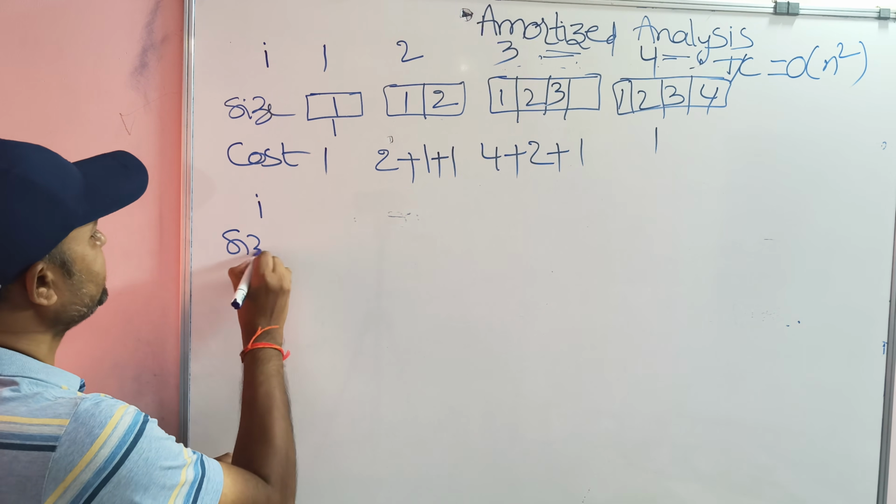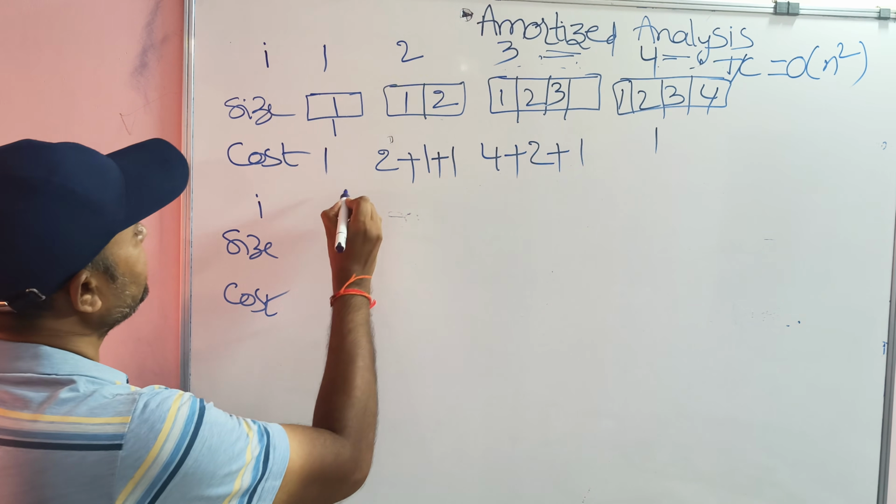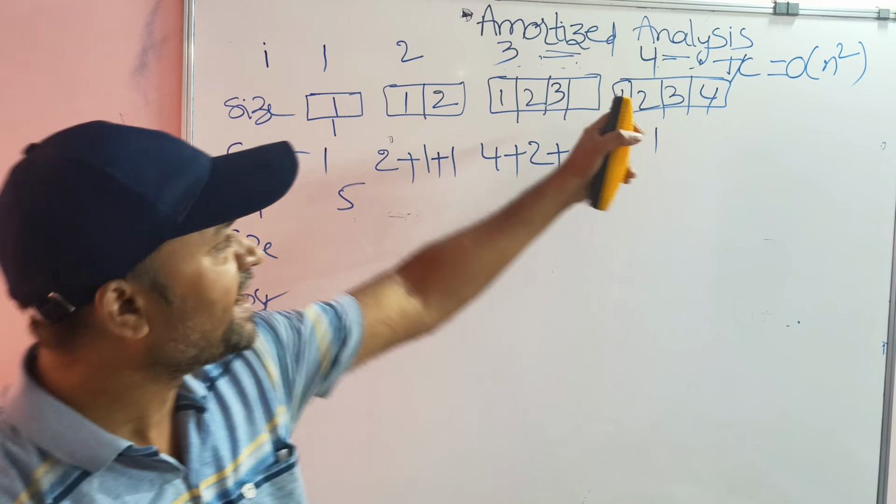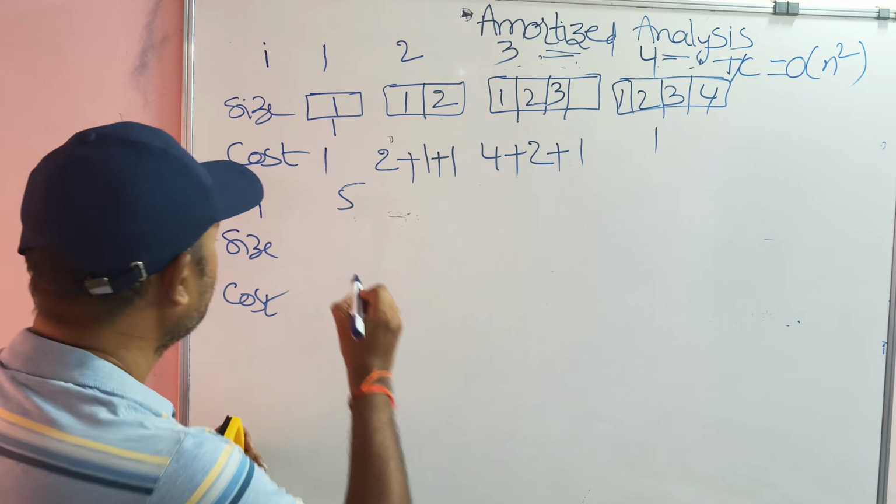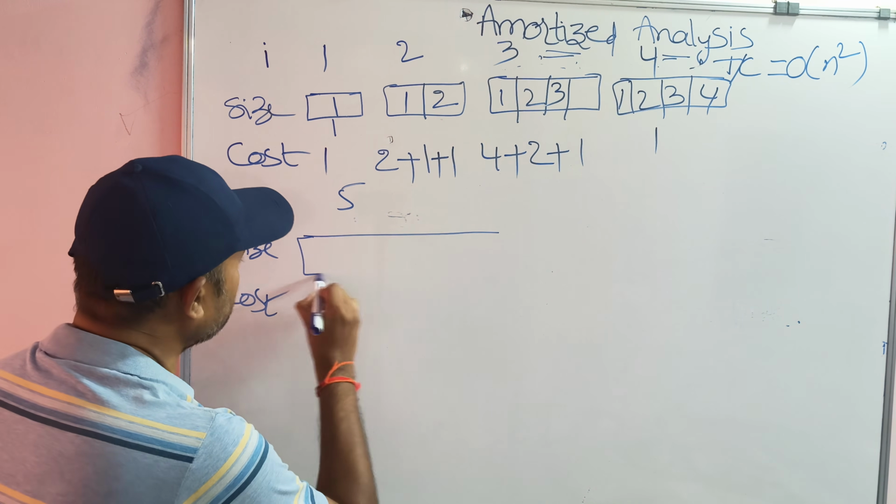Let the next element be 5. Now the array is full. So what do we have to do? We have to double the size of the array.